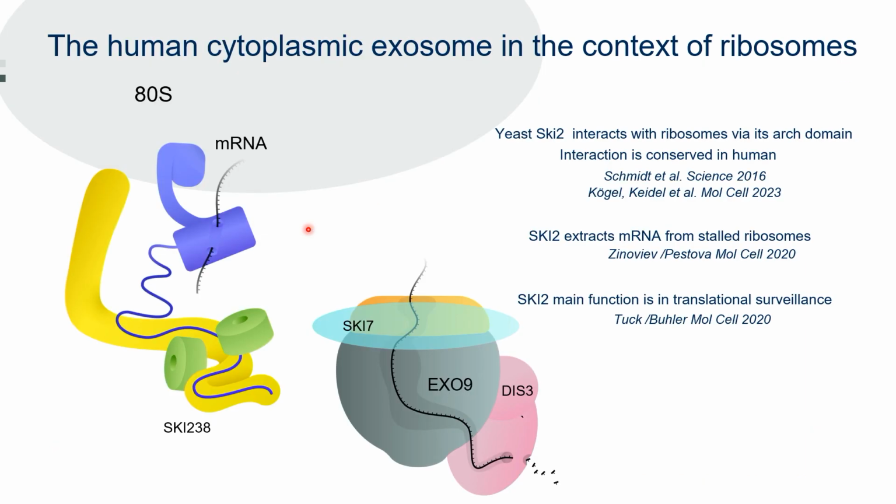So, in fact, this part here, we know what it does, and this is work we did a few years ago, at the time in collaboration with Roland Beckmann. The arch domain here of the helicase, in fact, interacts with ribosomes. And I'm going to show you in the next slide. So we know this is a major ribosome interacting site. What we know from data from the Pestov and the Buller lab is that in human cells, this ATPase can extract the message from stalled ribosomes, and the main function is in this co-translational quality control pathway I showed you in the first slides.